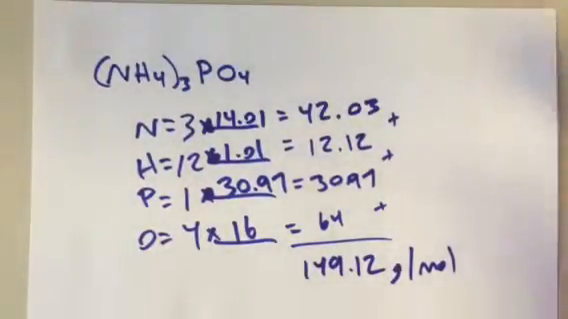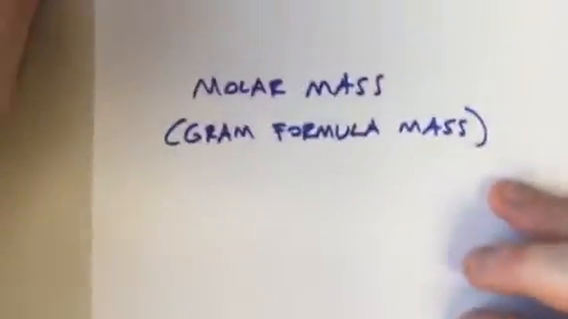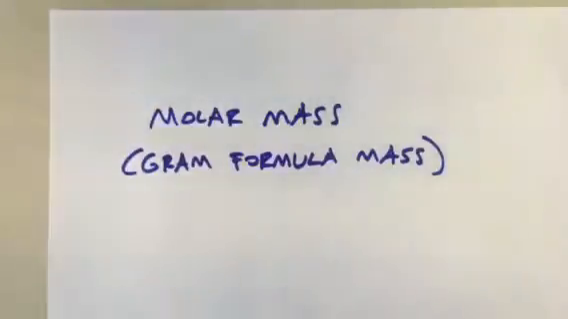Okay? You do the exact same thing every single time that you do a molar mass problem. You find the numbers of each in the compound, you find the element on the periodic table, you round it to the hundredths place, you add them all together, you put grams per mole afterwards. That is it. You are now masters of molar mass.